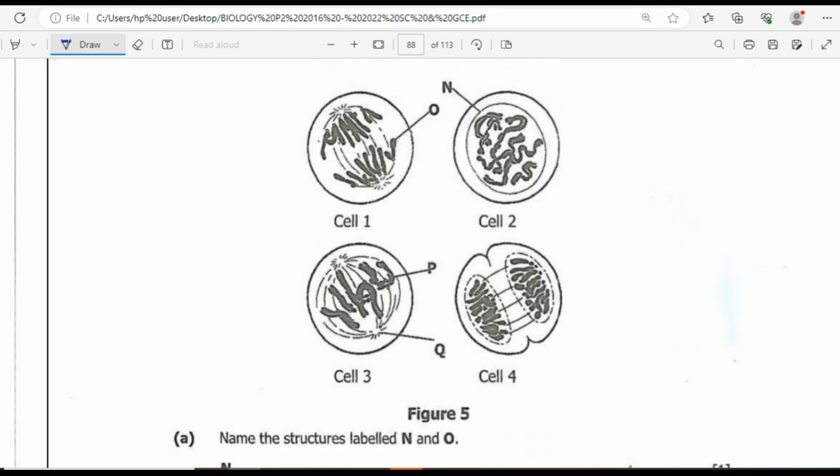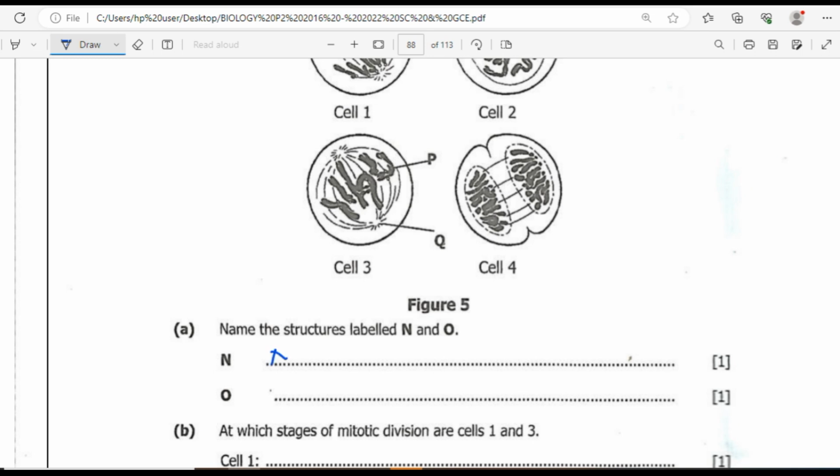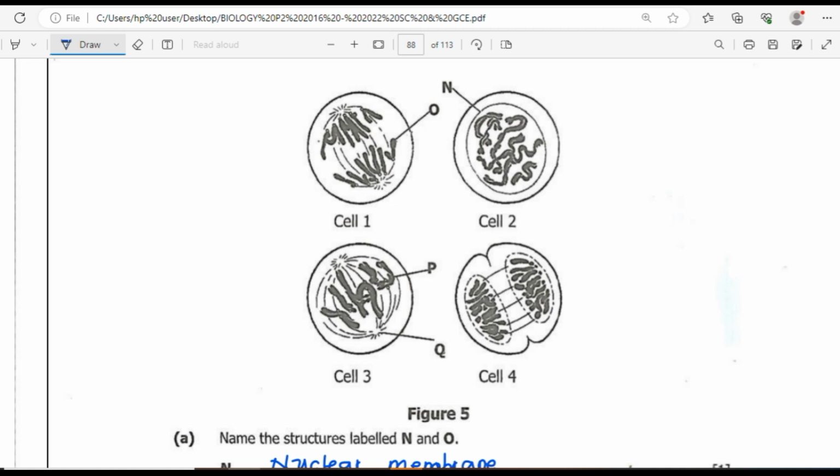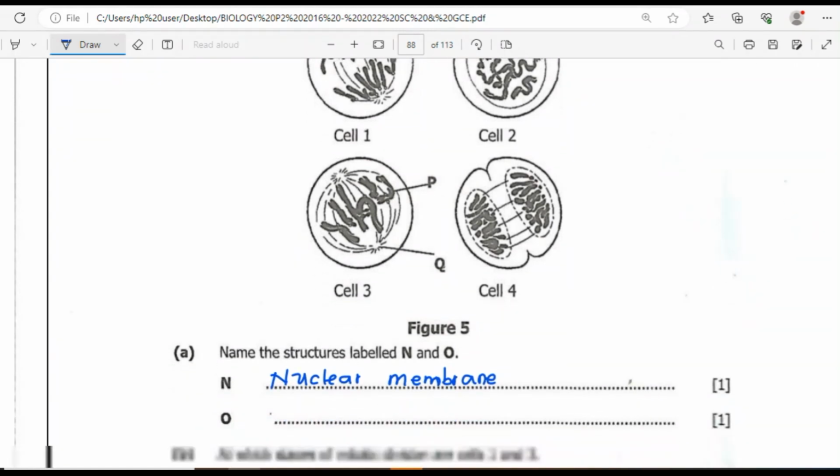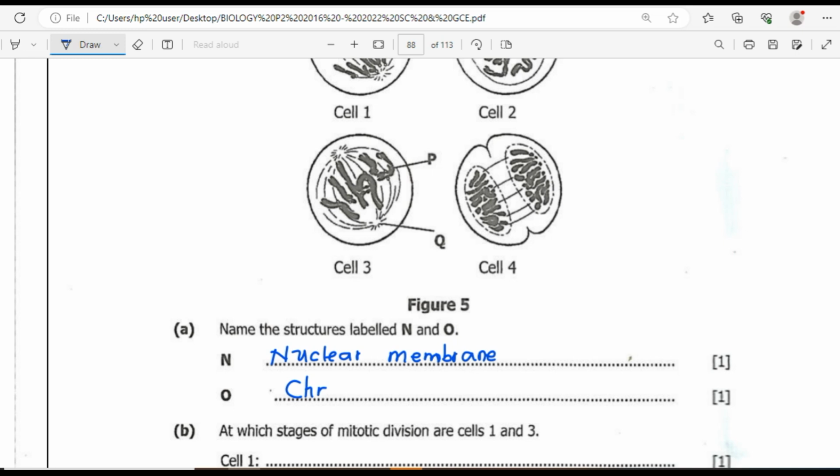What's our N? Looking at this, this structure is what we call a nuclear membrane. If you didn't know that there is a nuclear membrane, now you know. It's a membrane that covers the nucleus. And what of O? These are chromatids. The chromatids form the chromosomes. So we have the chromatid.